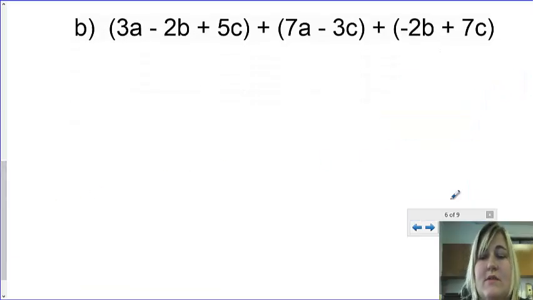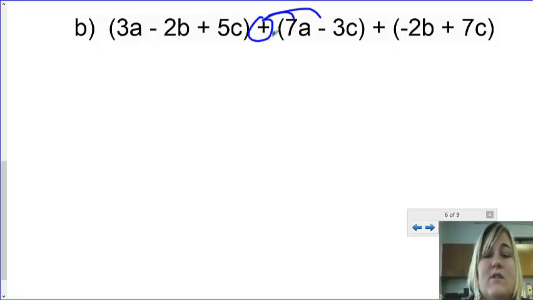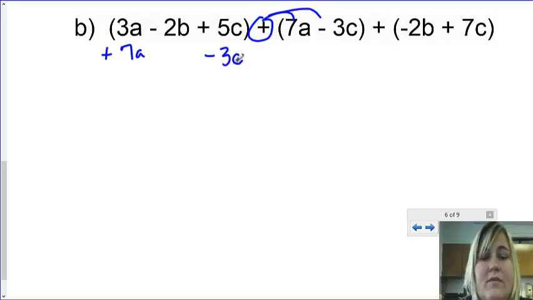The same thing happens here. Okay, I'm adding each of these, so I'm going to take this positive and I'm going to just stack them under their like terms. So 7a is going to go under 3a, so I'm going to put plus 7a under here. Then this minus 3c has to go under 5c. Okay, and I'm going to go ahead and do that one first.